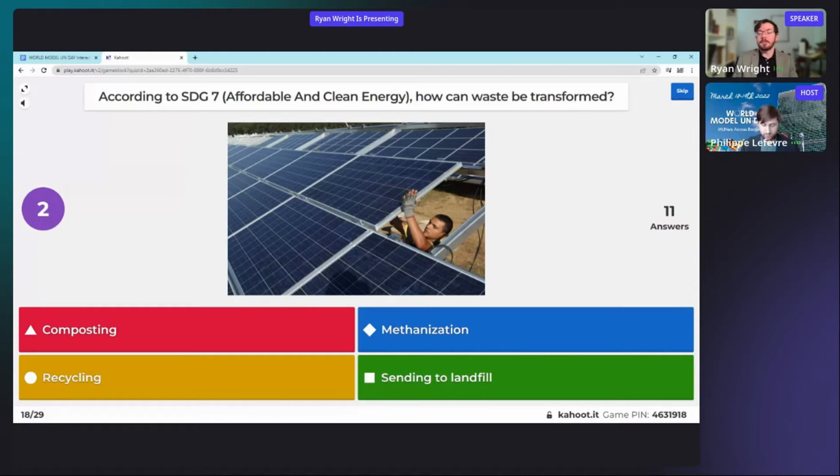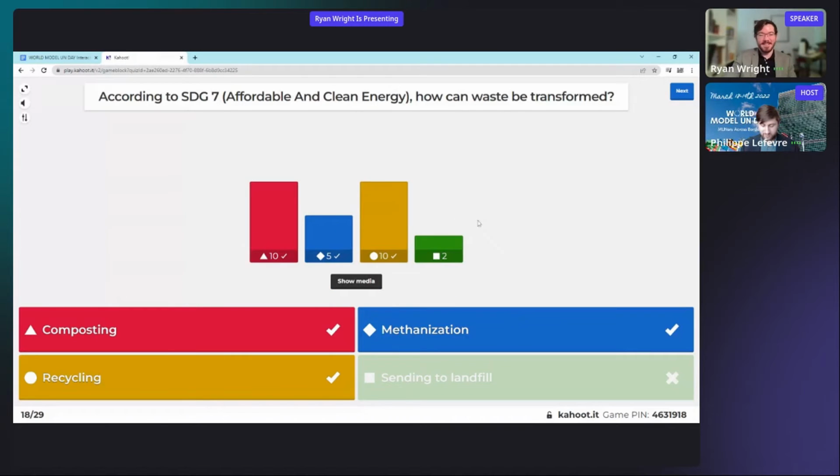As we all know, landfills are excellent sources of transformed waste. But it seems like everyone got that one right for the most part. Composting, recycling, and methanization.